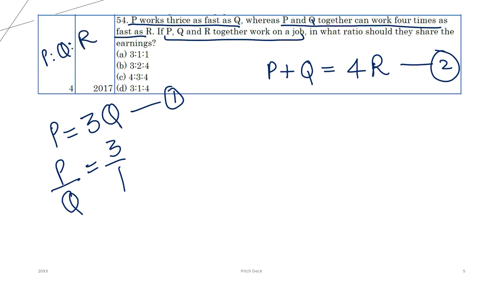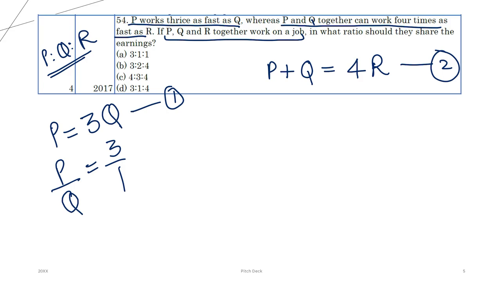That is the speed of P ratio speed of doing work of Q. That is the ratio of speed of going ratio R. In the same ratio they are going to divide their earnings. I hope this is clear. Now we have to just find P ratio Q ratio R from these two equations.